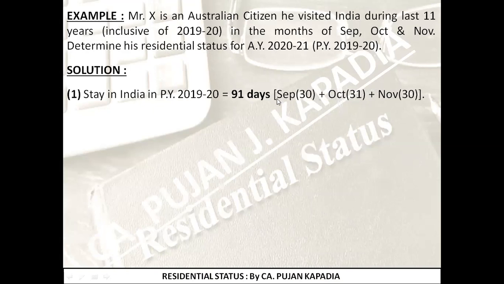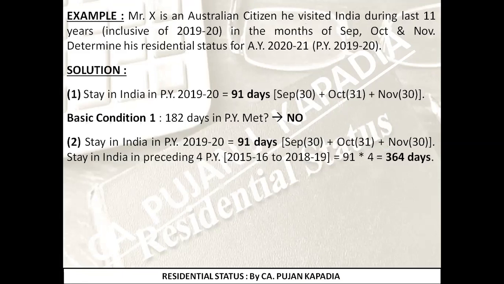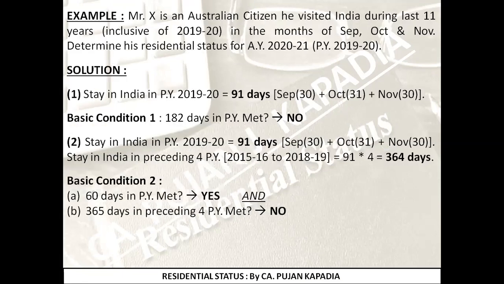Now, he is in India for 3 months already, but this time it is September, October, and November. So it is 30 days, 31 days, and 30 days. Total is coming to 91 days. Basic condition 1 says he should be in India for at least 182 days, but he is actually in India for 91 days. So my basic condition 1 is not fulfilled here. Second point, A part says whether he was in for 60 days, answer is yes, he was for 91 days. So A condition is being fulfilled.